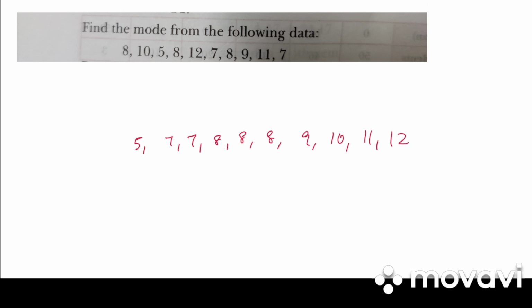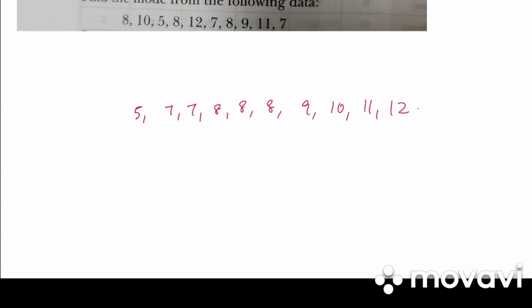Find the mode from the following data: 8, 10, 5, 8, 12, 7, 8, 9, 11, 7. So first thing, we need to arrange it in ascending order. So it is 5, 7, 7, 8, 8, 8, 9, 10, 11 and 12. So which number is repeated highest number of times? It is 8. So write down.